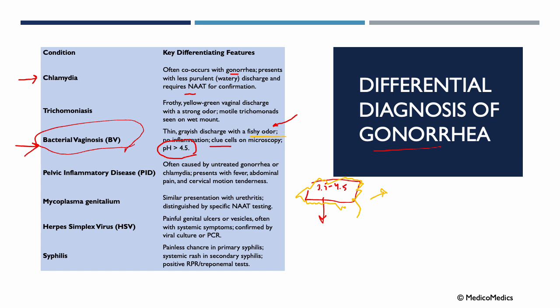Another very crucial thing to pick up on is pelvic inflammatory disease. So it is often caused by untreated gonorrhea or chlamydia. Presents typically with fever, abdominal pain, and cervical motion tenderness. What about herpes? So herpes presents with painful genital ulcers or vesicles, often with more systemic symptoms. And we confirm it by using a viral culture or PCR.